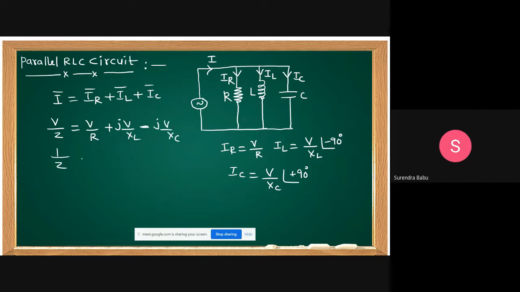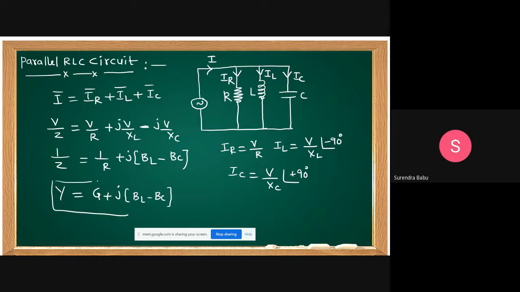1 by Z equal to 1 by R plus J is common, XL is BL, XC is BC. 1 by XC is BC. Then what is 1 by Z? 1 by Z is the admittance. Yeah, this is the admittance of RLC circuit. G plus J into BL minus BC. Clear?